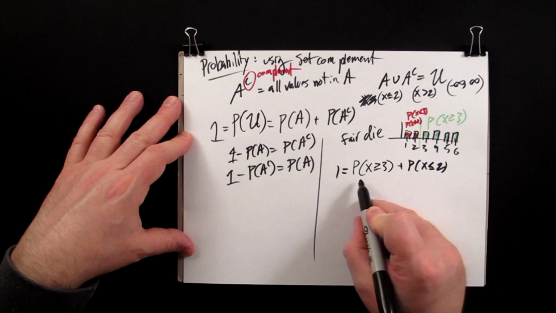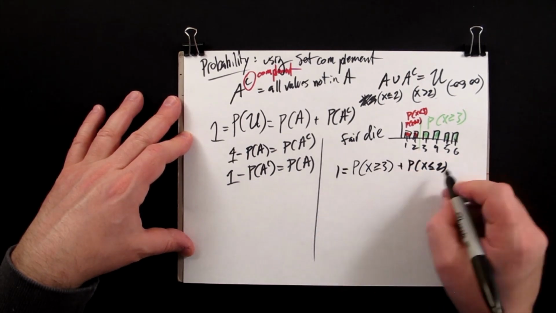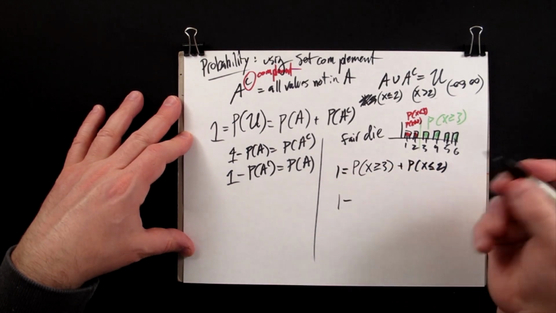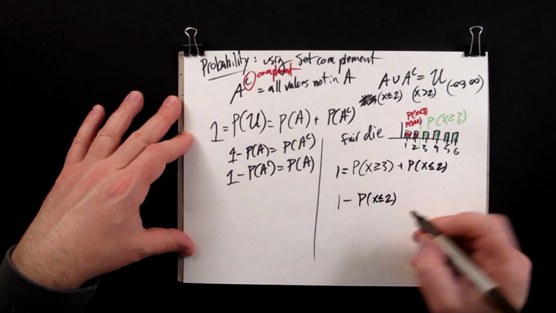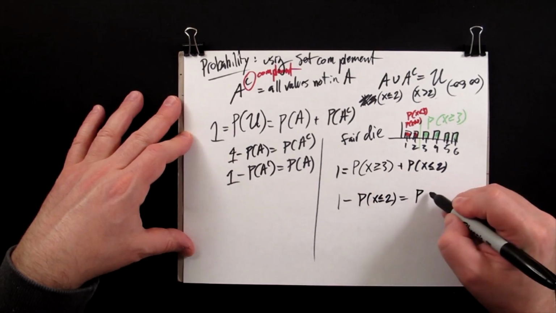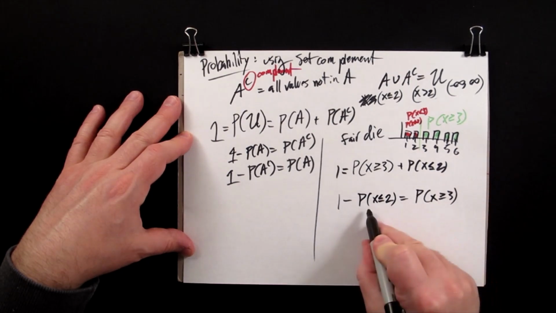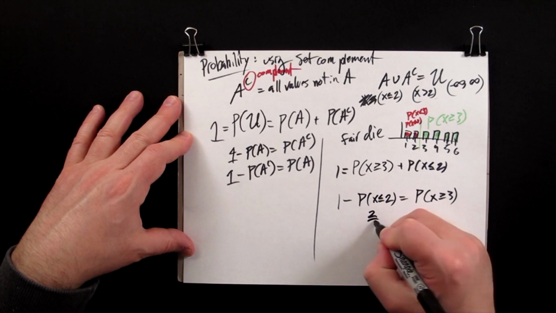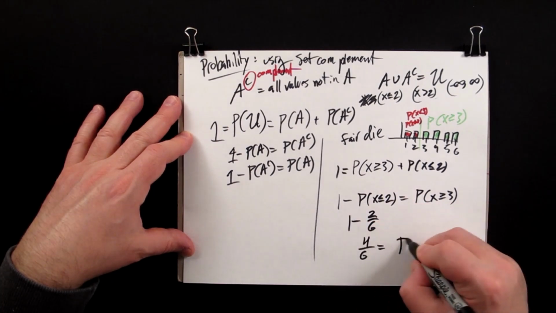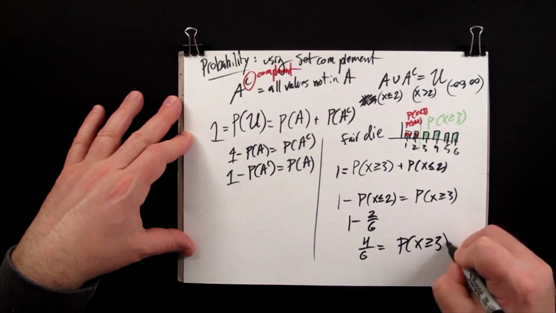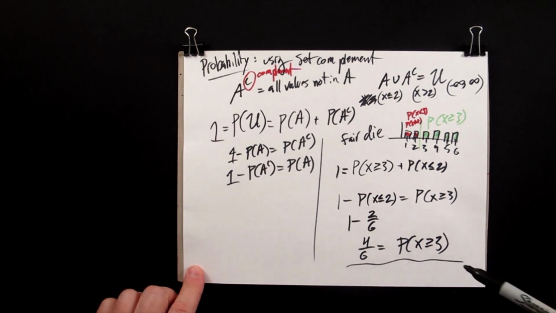Okay. Now let's say we want this one, but we can only easily compute this one, but this is the one we actually want. So you do 1 minus the probability of seeing 2 or fewer, and that would be the probability of seeing 3 or more. So the probability of seeing 2 or fewer is 2 out of 6. 1 minus that is 4 out of 6.